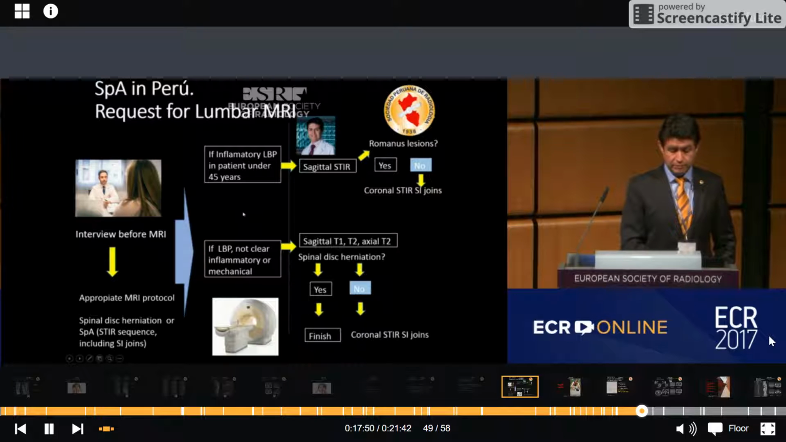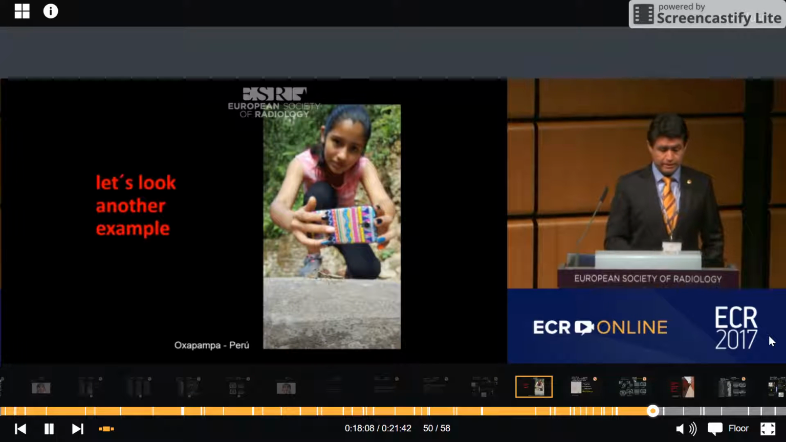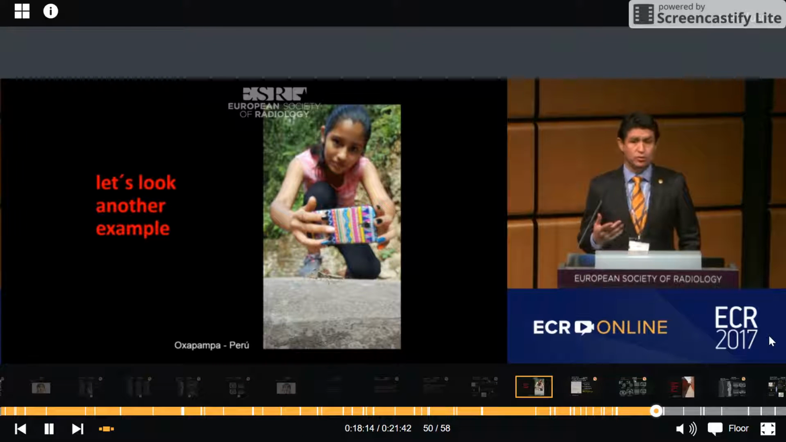If we think about mechanical low back pain, we do the sagittal T1, T2, and the axial T2, looking for the herniation. If we don't have herniation, we add sequences of coronal STIR in SI joints. If we need to find something, we need to look for it.